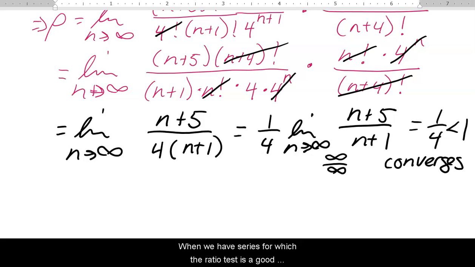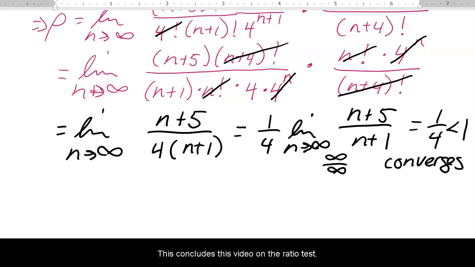When we have a series for which the ratio test is a good choice that are alternating in behavior, I can use the ratio test by taking the absolute value of the summand. This will allow me to determine whether it converges absolutely or conditionally, or whether it diverges or diverges absolutely. This is similar to what we learned in the previous section 5.5 in the alternating series test.